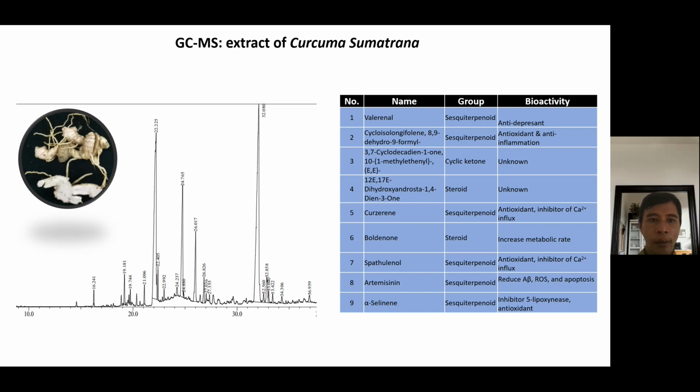About 2 years ago, my student Jihan studied the metabolites from this region of Curcuma sumatrana, and she extracted it using ethanolic extraction as the sample preparation step, and then she ran gas chromatography combined with mass spectroscopy on the ethanolic extract. So here are the results obtained from the analysis. As you can see here, please take note of this graph. This is called a chromatogram. So the GCMS chromatogram is shown here.